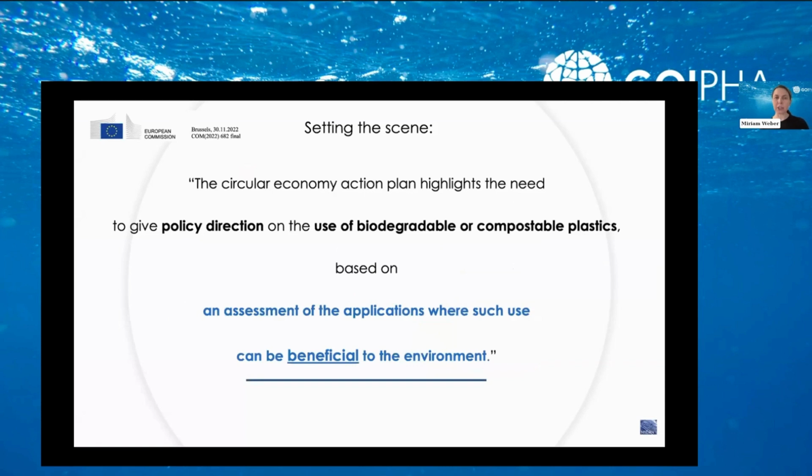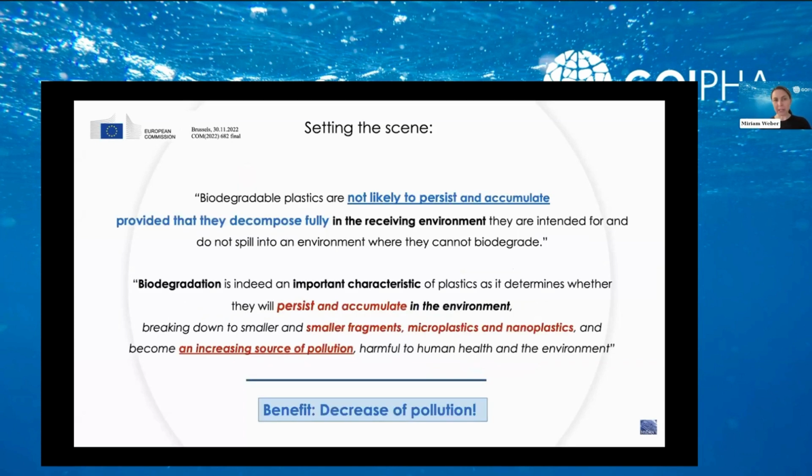It says that policy should give direction on the use of biodegradable and compostable plastics based on the assessment of the application where this use is beneficial to the environment. So the big question arises now, what is beneficial? It has been already touched on. It is the case that biodegradable plastics are not likely to persist and accumulate, provided that they fully decompose. So in contrast to persistent plastics, which will accumulate, we have a decrease in pollution, and this is considered a benefit.